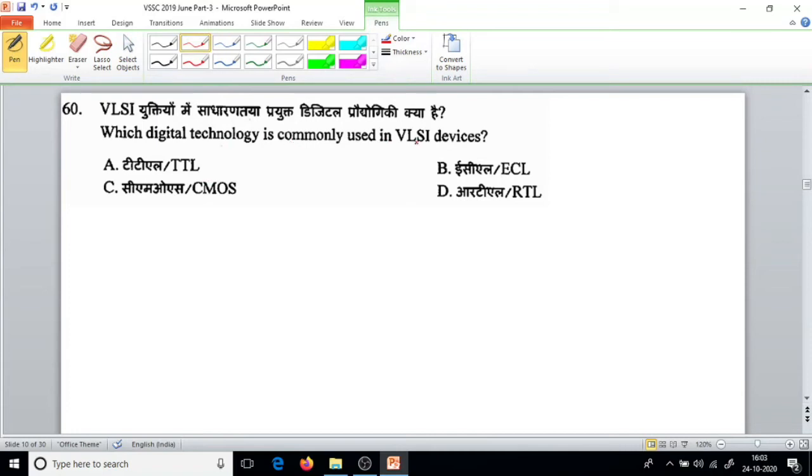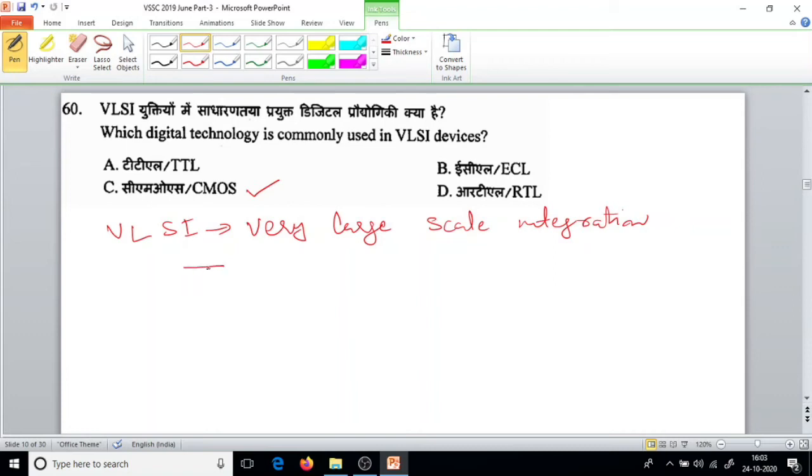Which digital technology is commonly used in VLSI devices? VLSI is very large scale integration. The answer is option C, CMOS. If you take a unit area, it can accommodate a larger number of components. So the component density is more in CMOS. That is why this is used.